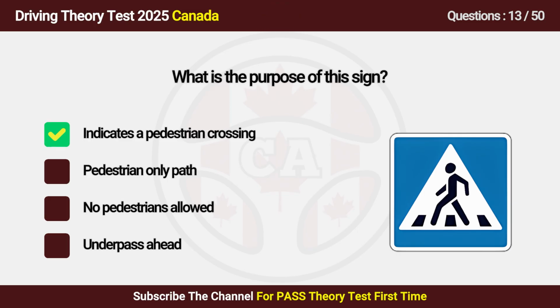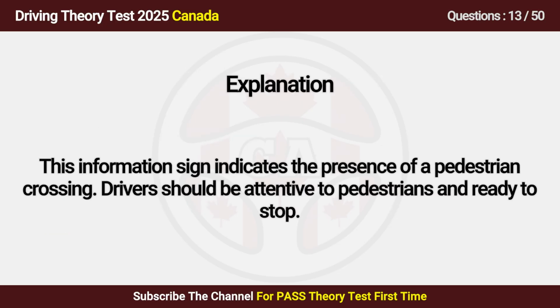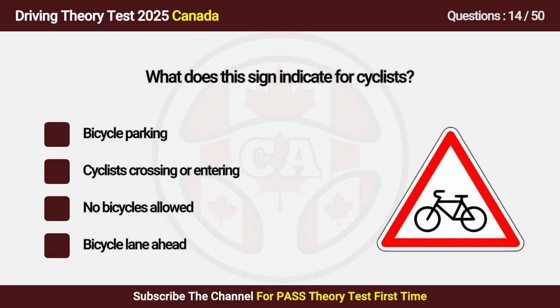Answer is A. Pedestrian crossing. This information sign indicates the presence of a pedestrian crossing. Drivers should be attentive to pedestrians and ready to stop. Question 14. What does this sign indicate for cyclists?